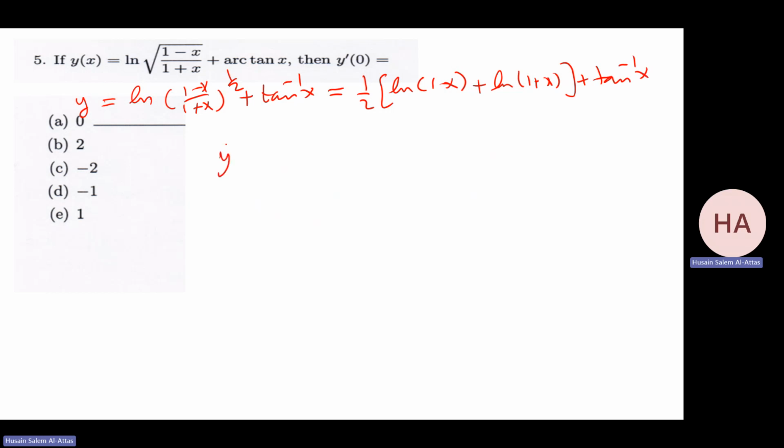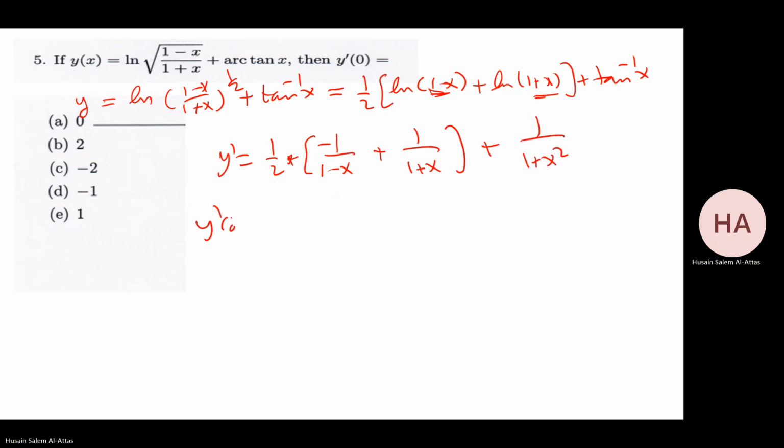Now I'll do the derivative. Y prime is what? Half times 1 over 1 minus x. There is a minus sign since it is the derivative of this. Plus 1 over 1 plus x. The derivative of this is 1, so who cares? Plus 1 over 1 plus x squared.